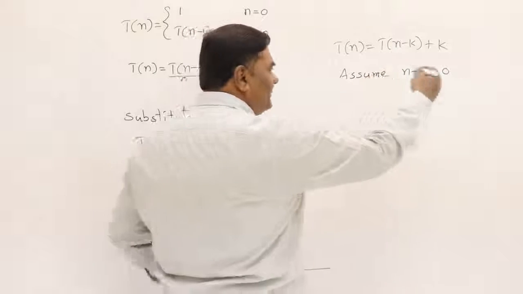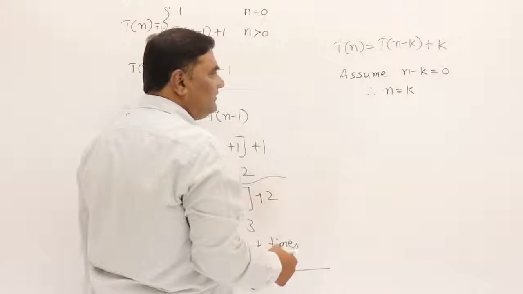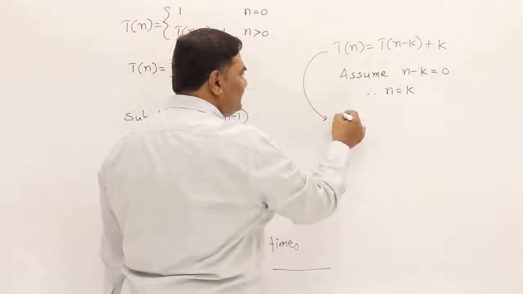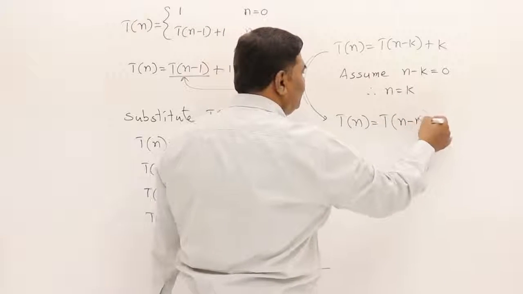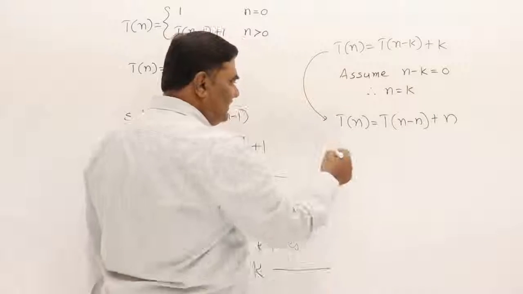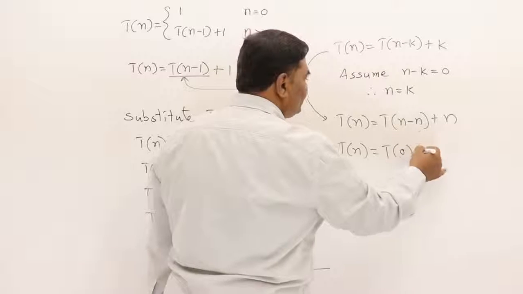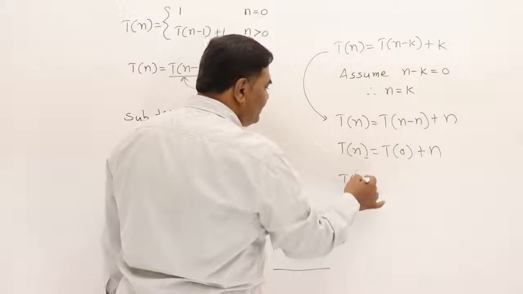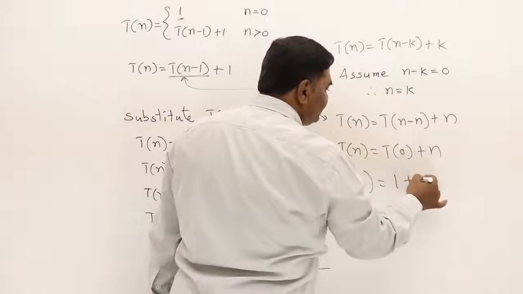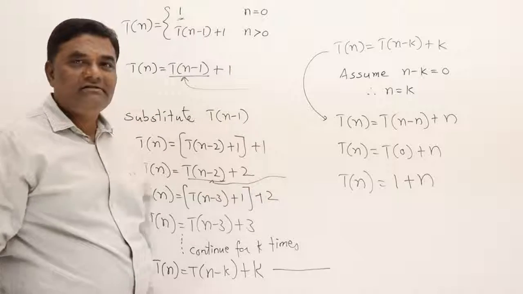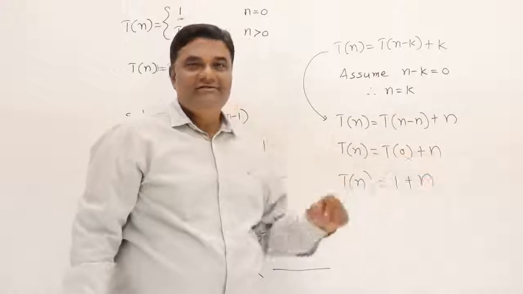When I say n minus k is equal to 0, therefore n is equal to k. Then what will this be? This will be Tn is equal to Tn minus n plus n. Then Tn is equal to, what is this? T0 plus n. What is T0? T0 we already know, it is 1. So 1 plus n. That's it. It is solved. What is the answer I got? You see, 1 plus n is the time.